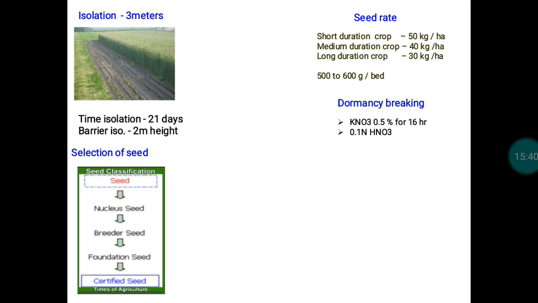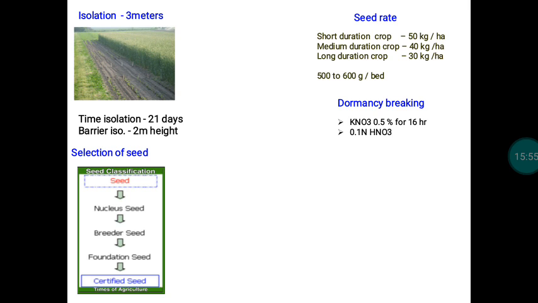If the seeds are not given these treatments and you go for sowing, you cannot get any seedling establishment. Even though the seeds are viable, they are not able to give rise to any seedlings. So to overcome this particular dormancy, we have to give this particular treatment.